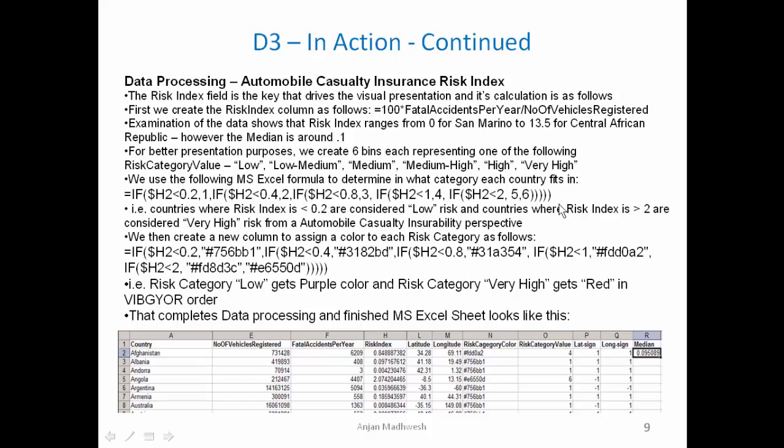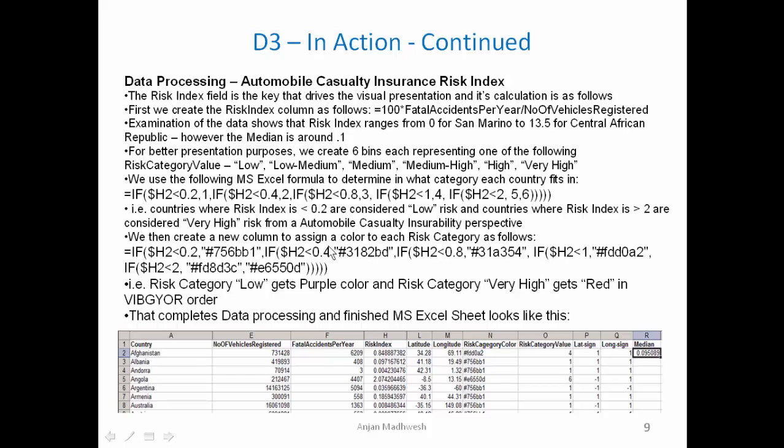So the next formula that you see over here basically just does that. We use the column of the risk index here, and then find out if it is less than 0.2, then we assign this one value which corresponds to low risk country. And then if it's between 0.2 to 0.4, then we assign 2, which is low medium, and so on. Then we have 0.8 and 1, and then finally anything greater than 2 will be assigned a risk index of 6, which is very high risk.